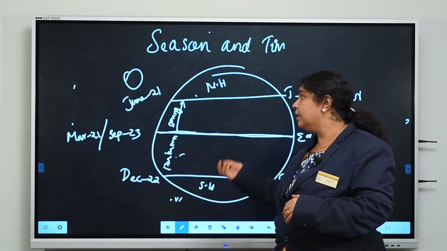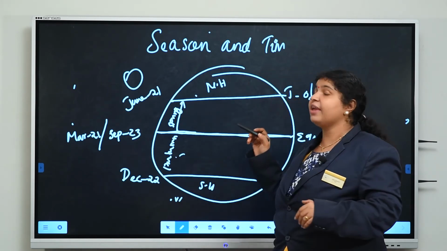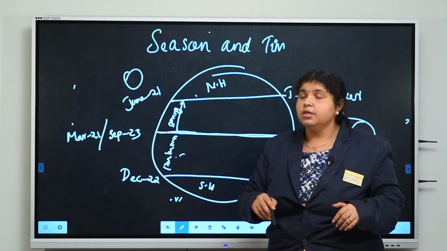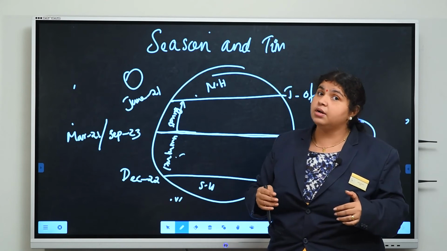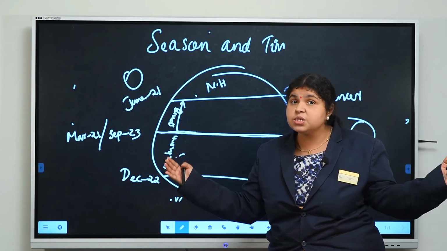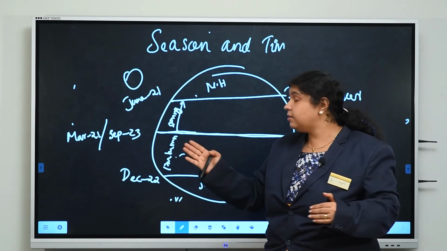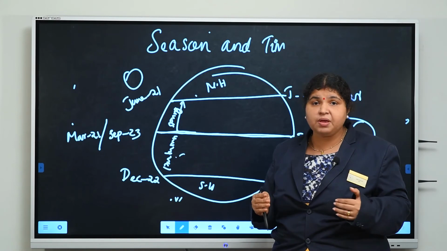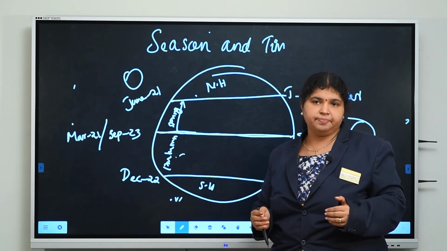Okay, then we learned that the day on which the sun is over the Tropic of Cancer is called summer solstice. Summer solstice means it is the longest day in the northern hemisphere, the longest day and shortest night. During that day, that means on June 21, the southern hemisphere experiences the longest night and shortest day.